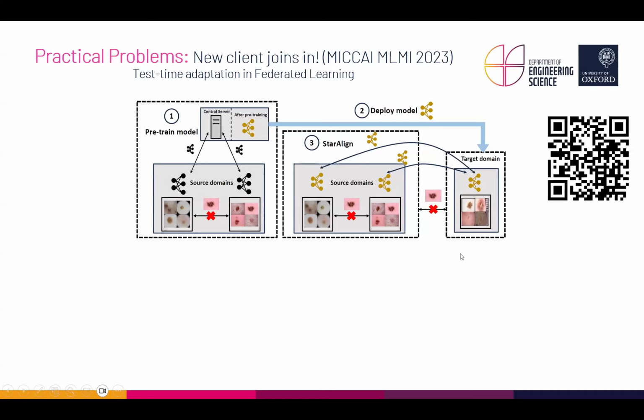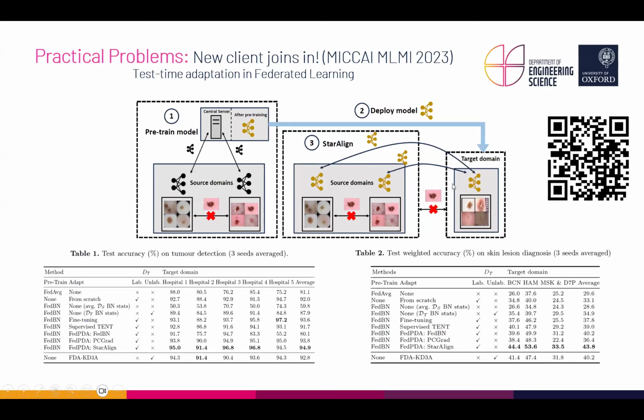So this problem is basically the federated learning extension of test time adaptation, where we have a new client during test time, and we don't want to retrain the model from scratch. As a result, using this method, we showed that our method achieves better performance. We name our method StarAlign, and we find that it achieves better performance than the baseline methods.